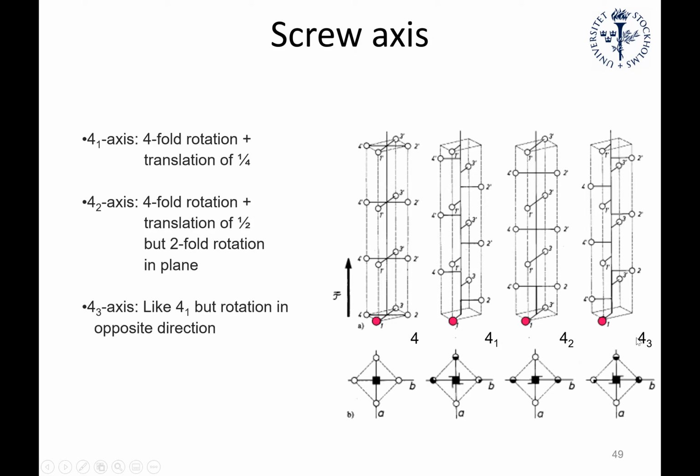With 4-3, again, it's the opposite direction you rotate around. So instead of rotating it, say positive 90 degrees, you can rotate it negative 90 degrees, let's say. So this is again a helix, but going the opposite direction. So I think with 4-1, you have a right-handed helix. With 4-3, you have a left-handed helix.